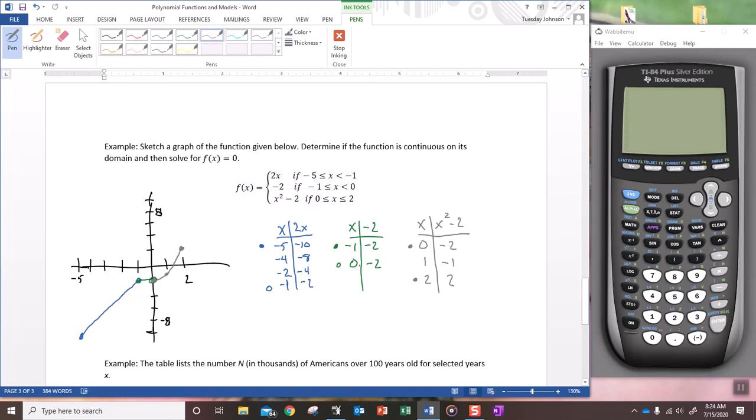All right, and with the different colors, you can see I'm only graphing between -5 and -1. I'm only graphing between -1 and 0. Only graphing between 0 and 2 for each of the pieces.